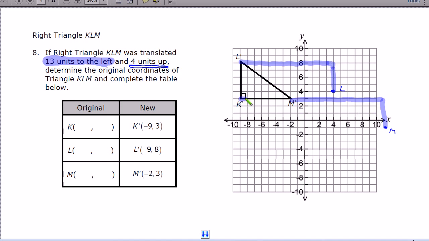Okay, now we're going to do K. 1, 2, 3, 4, 5, 6, 7, 8, 9, 10, 11, 12, 13. And then we're going to go down 4 units. 1, 2, 3, 4. So right there is where my K used to be. And when I connect those points, I end up with the original figure, because remember, we're working backwards. They gave me the image, the new figure, and I wanted to know where the old figure was, the original. So now that I have that, I can go ahead and find my points. I'll let you do that to finish this activity right now. And when you get to class, we can go ahead and do this in class.